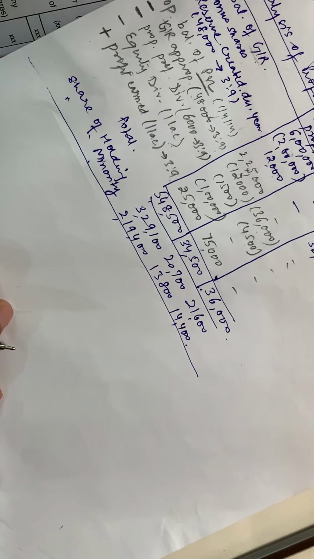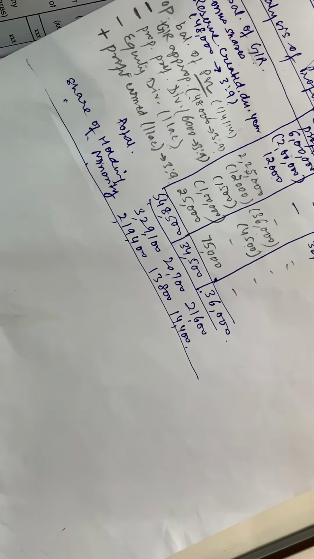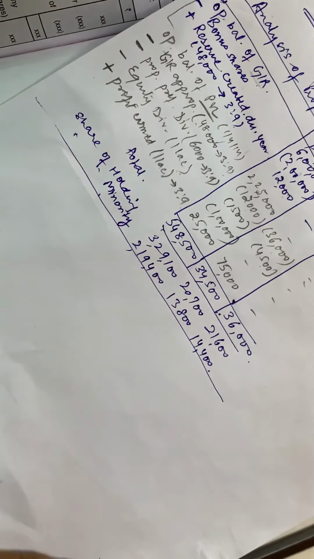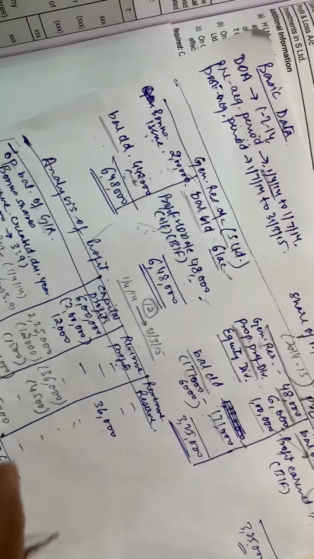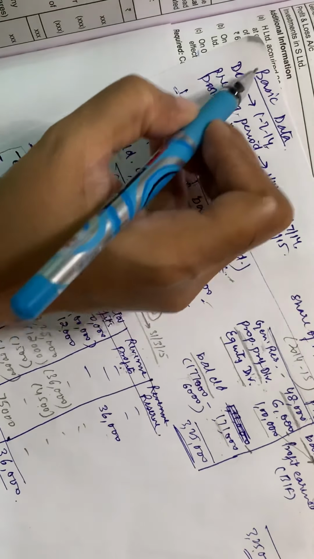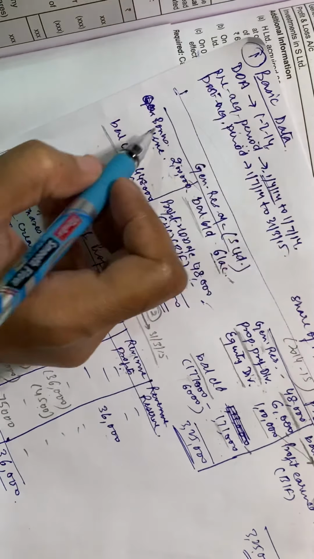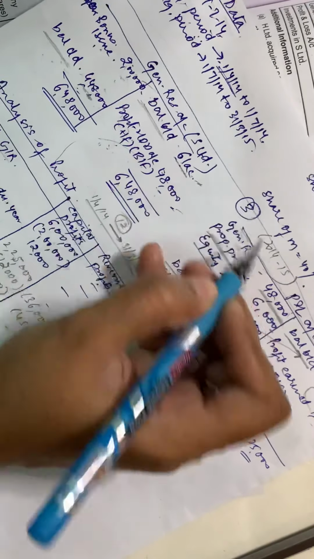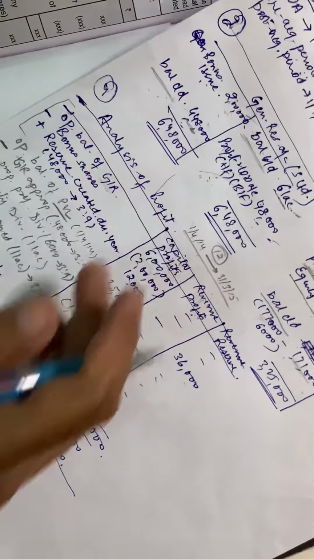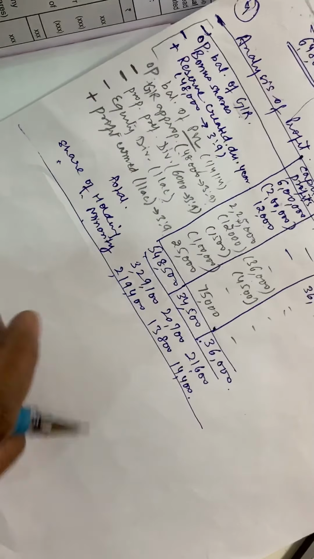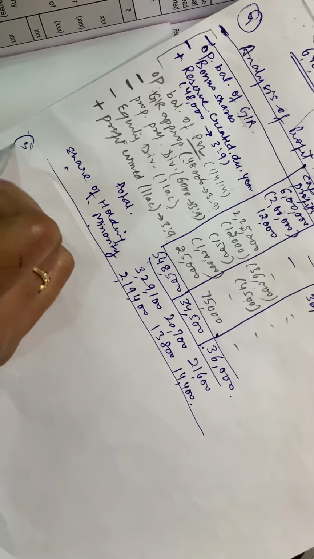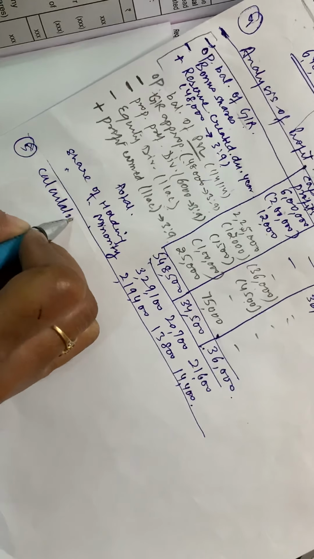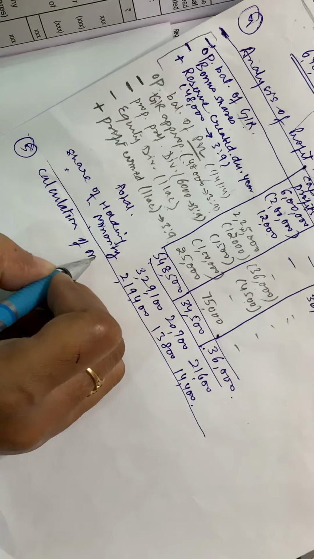Now let's see the next item involved over here. The first was we did basic data. Secondly, we prepared the general reserve account. Then we prepared the P&L account. Fourthly, we did the analysis. And fifth is now we will do the calculation of minority interest.